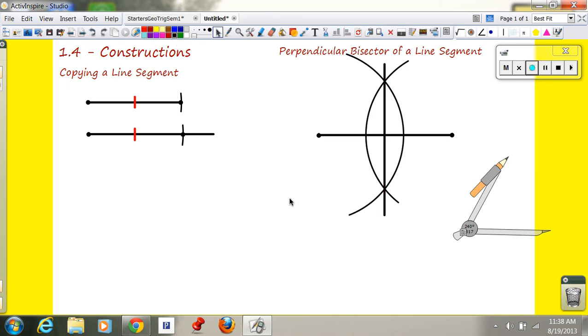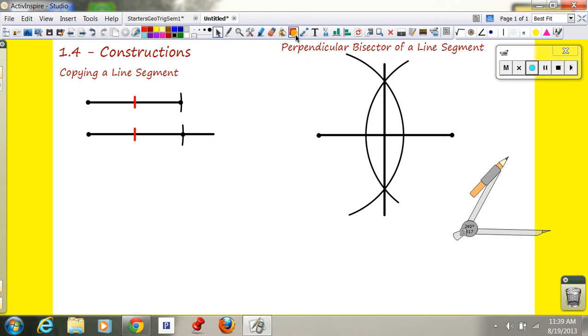Perpendicular means it makes what kind of angles? Right angles. They have to make 90-degree angles. Anybody know what bisect means? Bisect. Cut in half. Good, cut in half. So we're cutting the segment in half and we're making them 90-degree angles is basically what we're doing here.